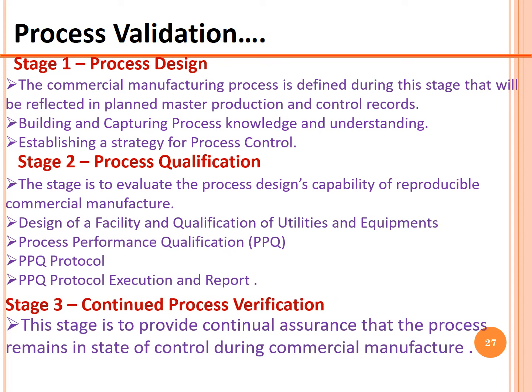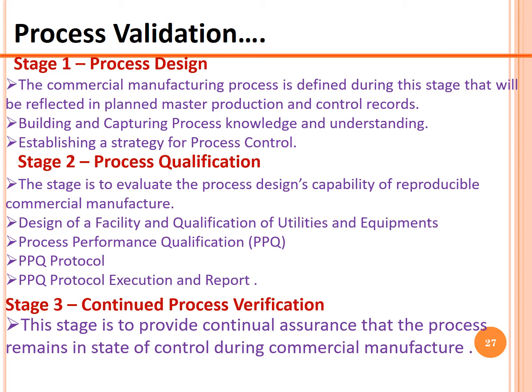Process validation. Stage 1, Process Design. The commercial manufacturing process is defined during this stage that will be reflected in planned master production and control records. Building and capturing process knowledge and understanding. Establishing a strategy for process control.